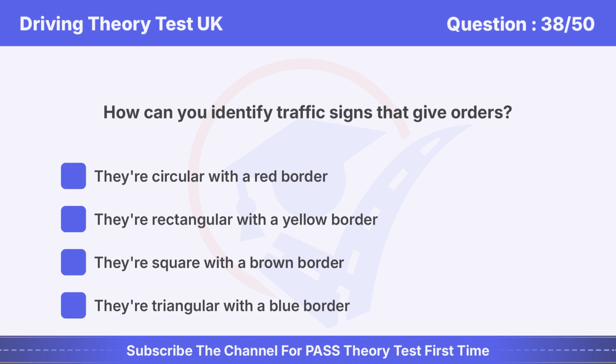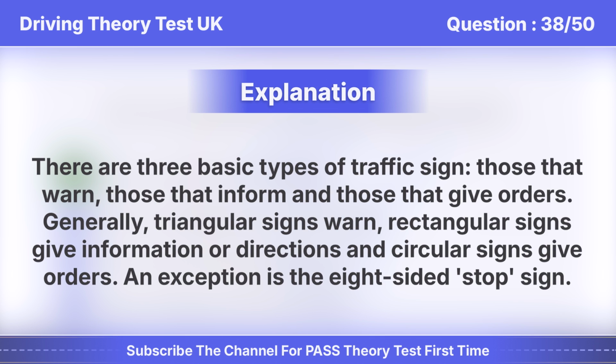Question 38. How can you identify traffic signs that give orders? Answer is A. They're circular with a red border. There are 3 basic types of traffic sign: those that warn, those that inform, and those that give orders. Generally, triangular signs warn, rectangular signs give information or directions, and circular signs give orders. An exception is the 8-sided stop sign.